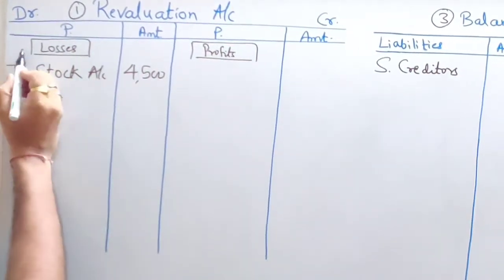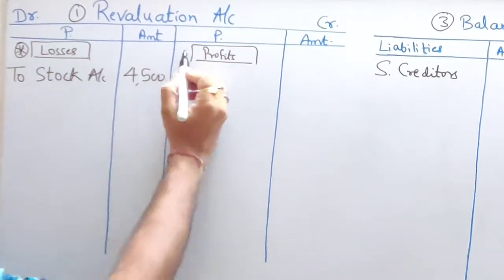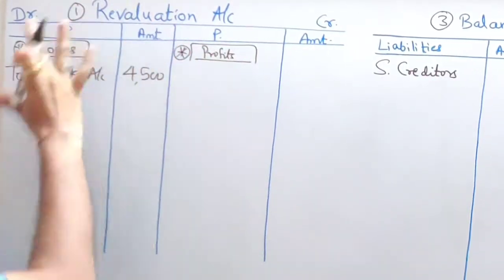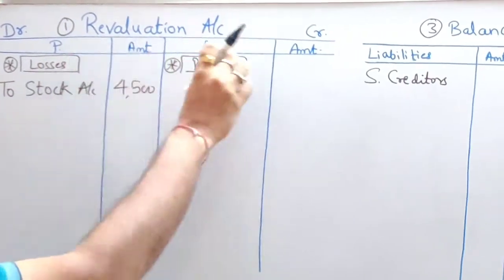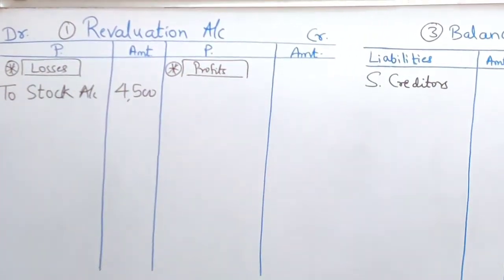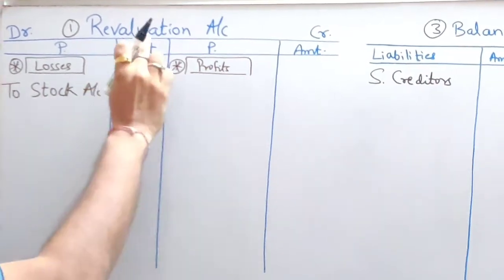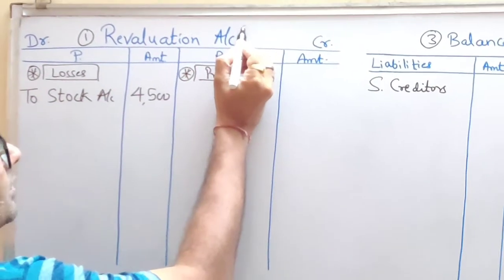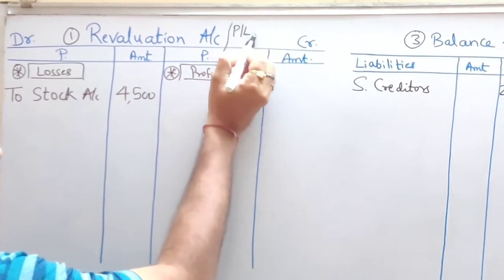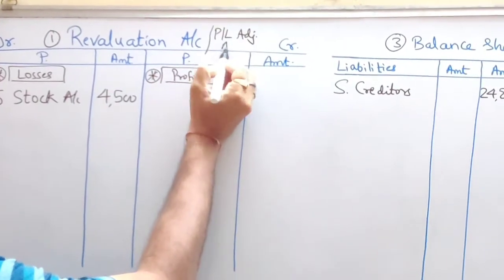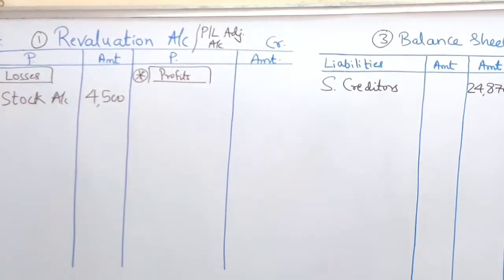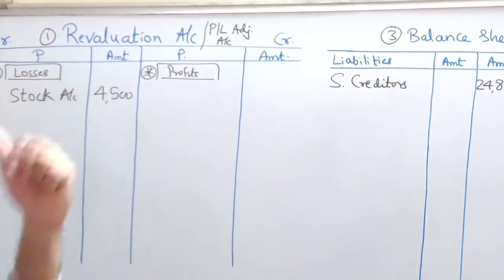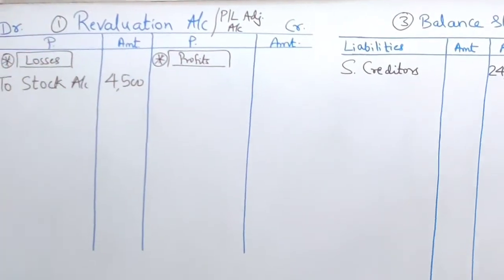Students, you don't have to write this. This I have written for your reference. So whenever you make a revaluation account, don't write the loss box and profit. No, don't write this. This I have written for your understanding. Also, students, remember, the revaluation account is also called what? Profit and loss adjustment account. So there are 2 names for this, revaluation account or profit and loss adjustment account. Also keep this in mind.